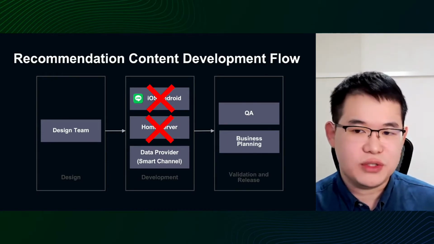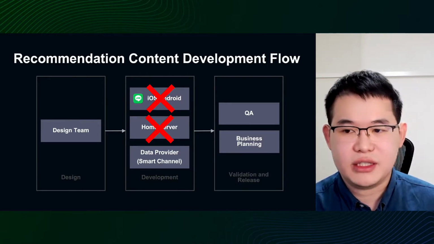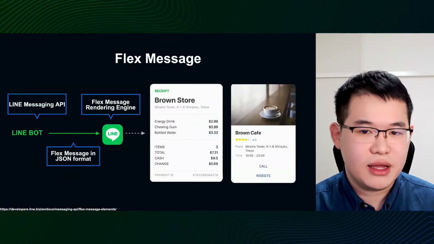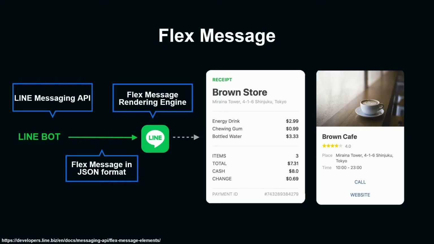Then let's go to the technology we applied and the system architecture part. The first technology we thought of to avoid a hard-coded UI was Flex Message. You may know that Flex Message is an extended feature for Line Message. An official account can send such messages by Line Messaging API.